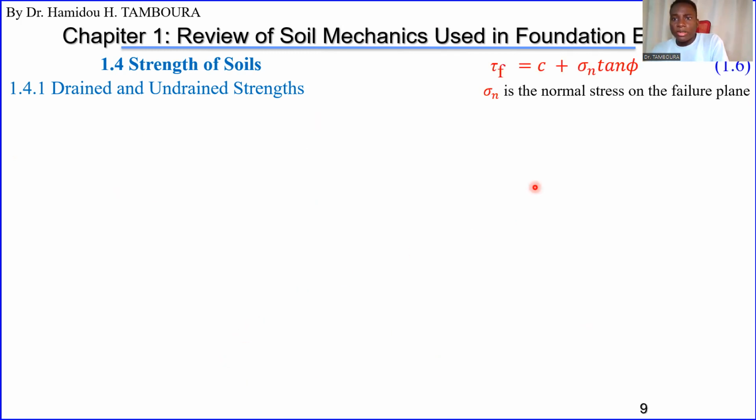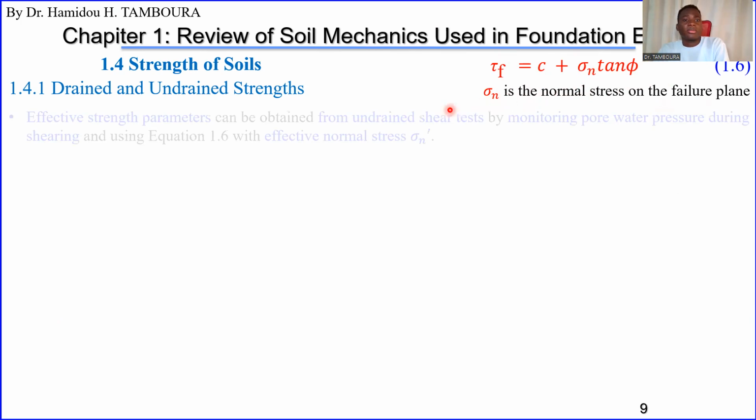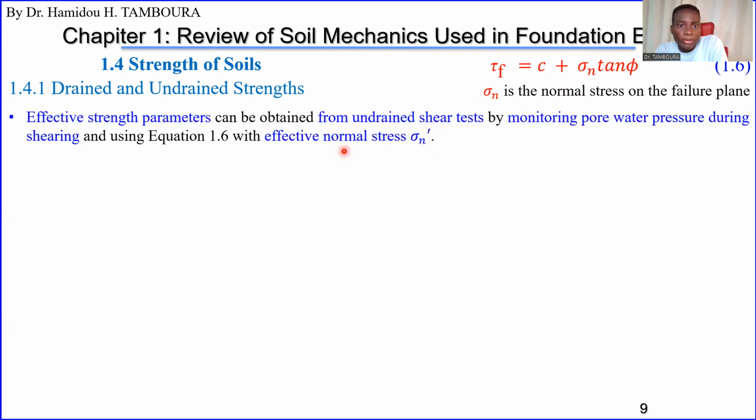I will keep this formula here as you know, after establishing a formula, we keep it in this corner. Okay. We might need it again. So effective strength parameter can be obtained from undrained shear test by monitoring pore water pressure during the shearing. And in that case, we can use this equation 6 with effective normal stress.